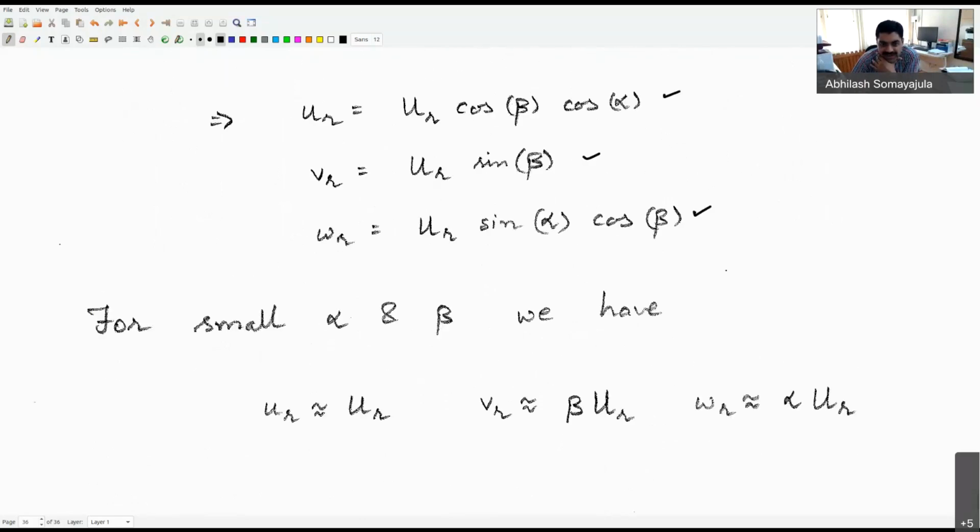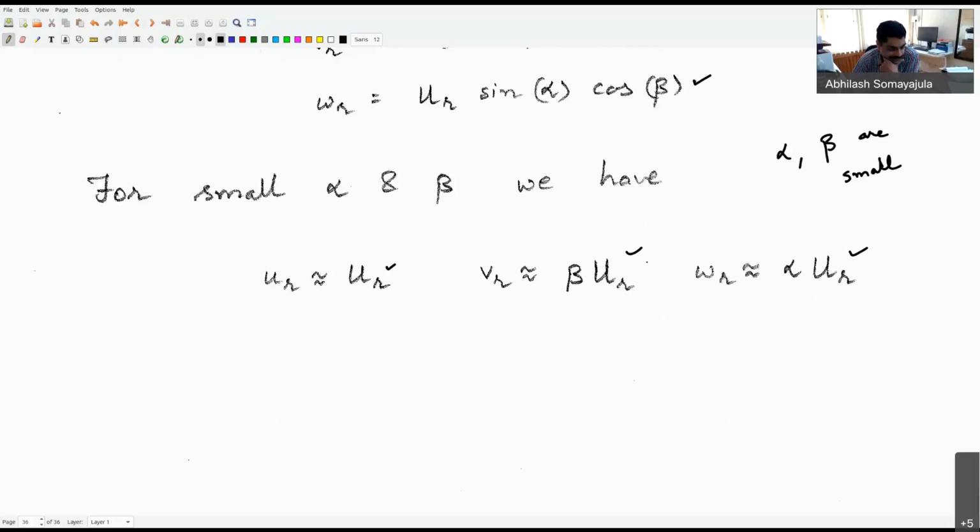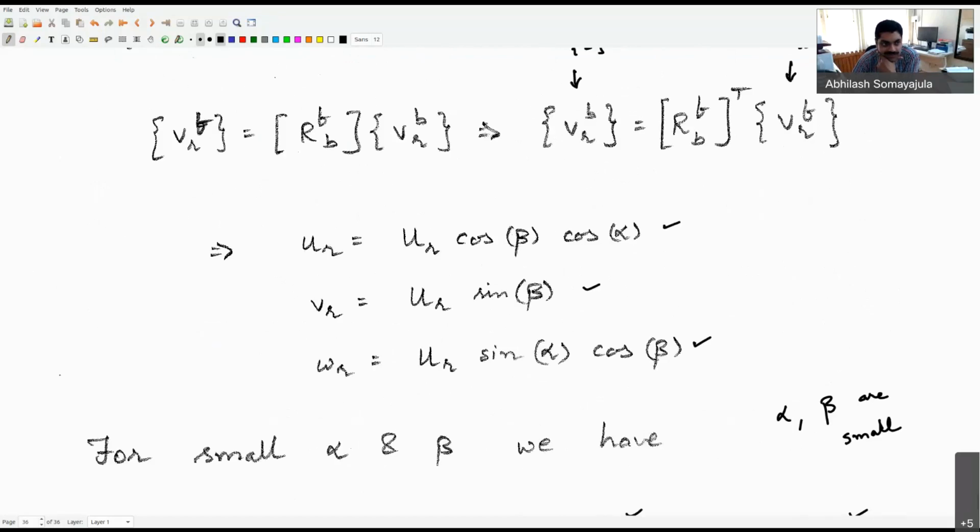Now, when we have small angles of orientation, then these angles are relatively smaller and you can see that ur almost turns out to be equal to capital UR, vr turns out to be beta times UR, wr turns out to be alpha times UR. When the angle of attack and the side slip angle are small, then we can approximate these if the angles are really small. Does that make sense so far? Yes.